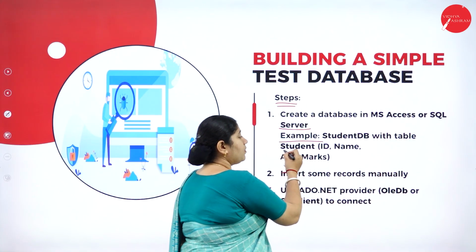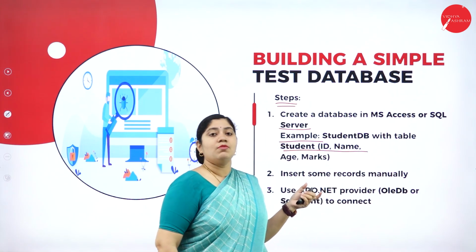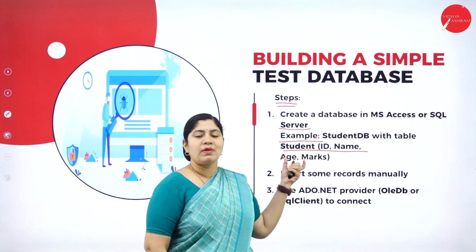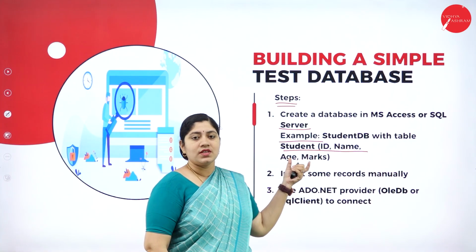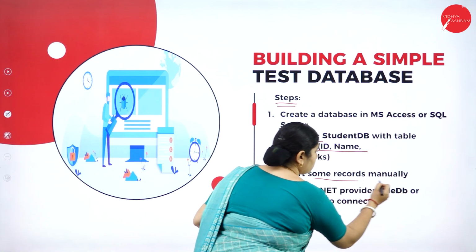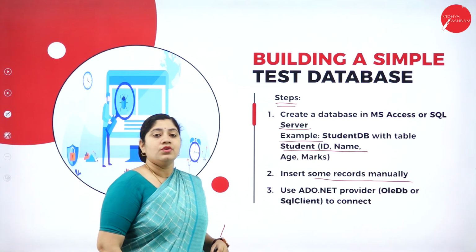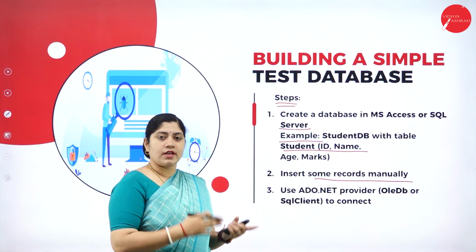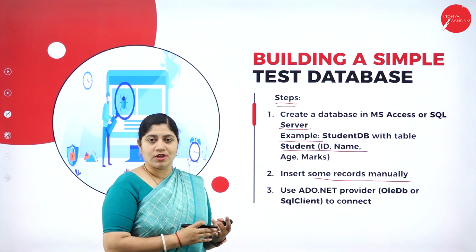Next, over here we have considered an example, that is StudentDB with a table. That's a student database, like what is the name of a student, what is the ID number, followed by the age and the marks scored by that student. So this is a database. Up next, we have to insert some records manually. So if there is any record or data missed, you can add it in a manual way too.